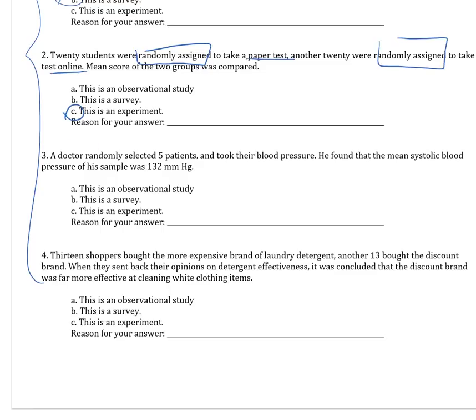A doctor randomly selected 5 patients and took their blood pressure. He found the mean systolic blood pressure for the sample was 132 milligrams. This is an observational study. He randomly selected his patients and he measured their blood pressure.